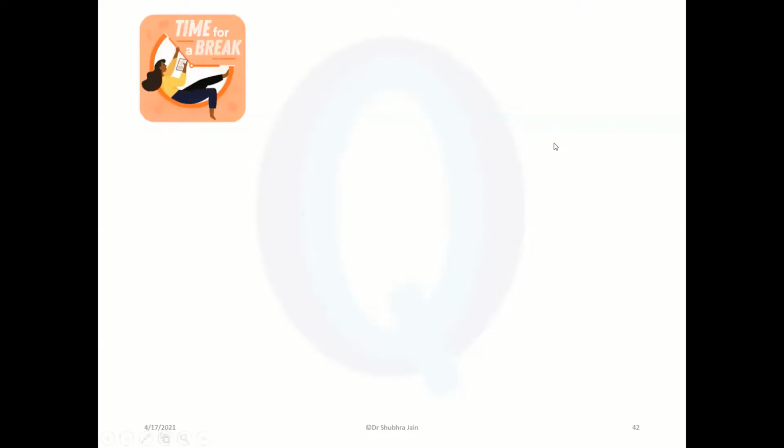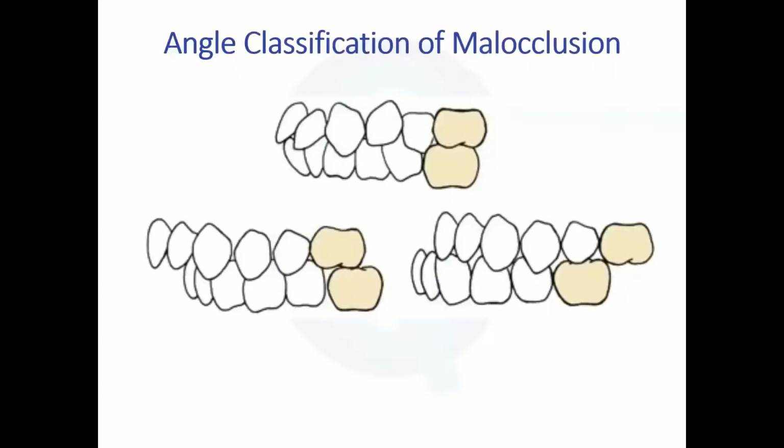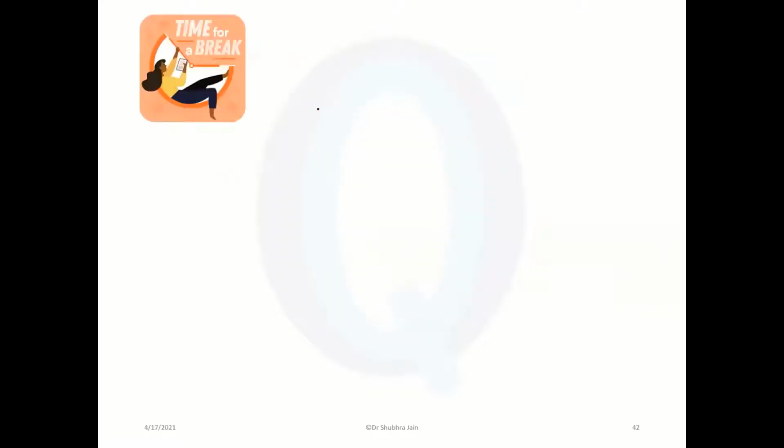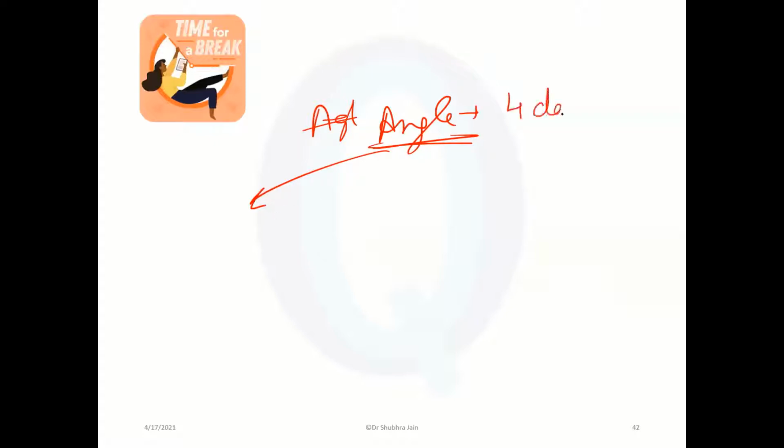Going to continue with the malocclusion. So the first classification which you need to read about malocclusion is Angle's classification. What he did is he gave 4 classes.